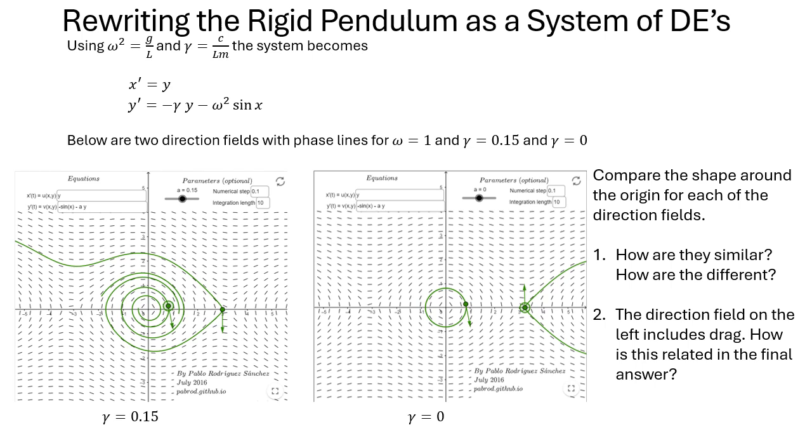Now that you've had a chance to look at these direction fields and think about the questions at right, let's discuss these lines. A key thing to be aware of here is that the y-axis does not represent position. Instead, the y-axis represents angular velocity. The x-axis represents the angle. In this case, the origin would represent an angle of 0 with a velocity of 0.